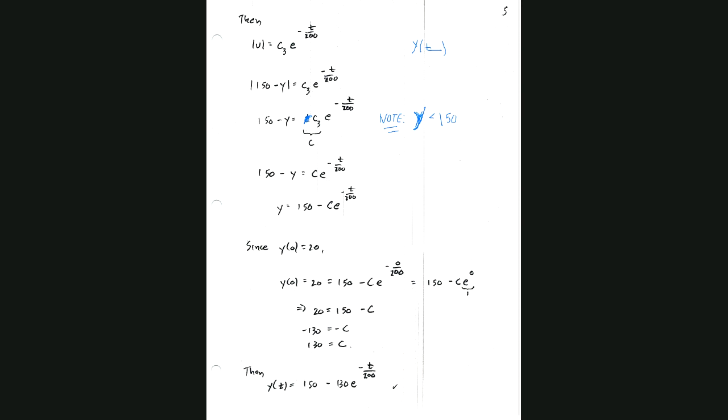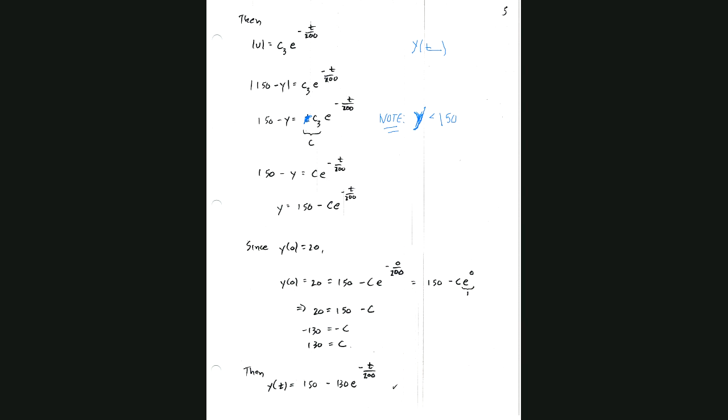So what I'm going to do is call C3 now C. I'm getting towards the end of the problem, and I like to have my final constant be called K or C or something like that. So 150 minus y is C times e to the negative t over 200. I can solve for y. y is 150 minus C times e to the negative t over 200.